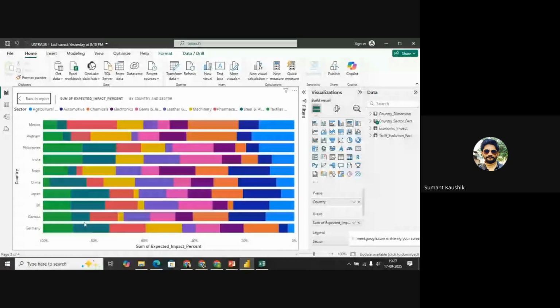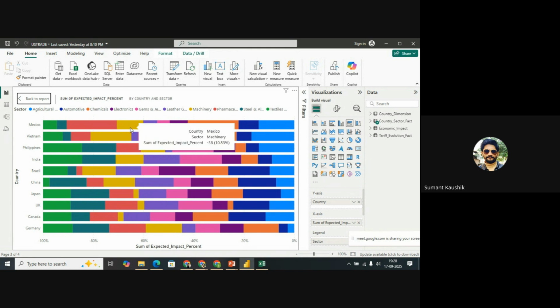Let's take the case of China. In the case of China, you can see through the bars, the highest impact will again be on the automotive and leather goods. So these are the two sectors where they will have the highest impact on exports. One is leather goods and another is the automotive sector, the same as in the case of Japan.